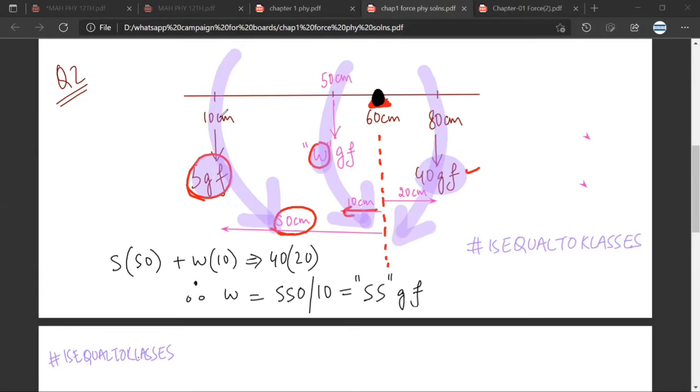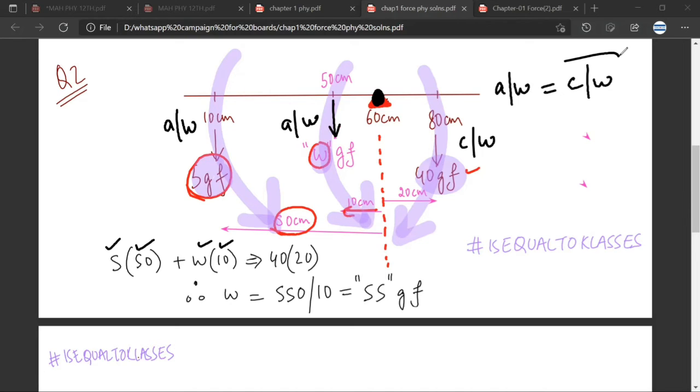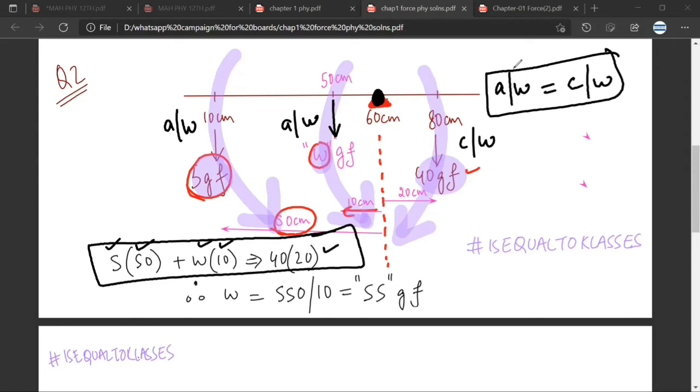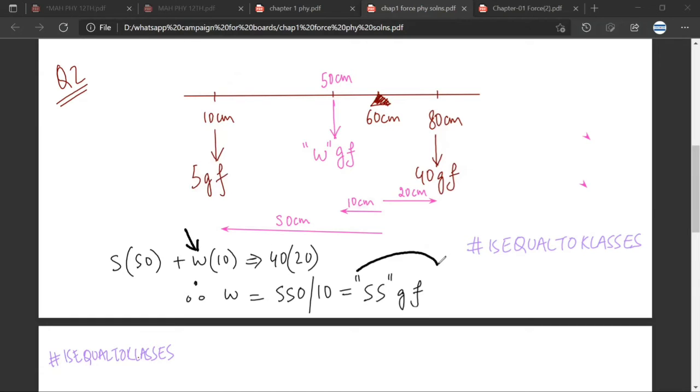So the equation which is formed is 5 GF into 50. This is the distance 50. W, this is W into the distance 10 centimeter. And this is 40 GF, and the 40 GF is clockwise. This is clockwise. This is anti-clockwise. We want anti-clockwise to be equal to clockwise. Now 40 GF into the distance, this is 20 centimeter. So this is the equation which is formed. Mr. Sivang, any doubt? No doubt, sir. And then we solve for W, and the final answer is 55 GF. Mr. Sivang, any doubt? No doubt, sir.